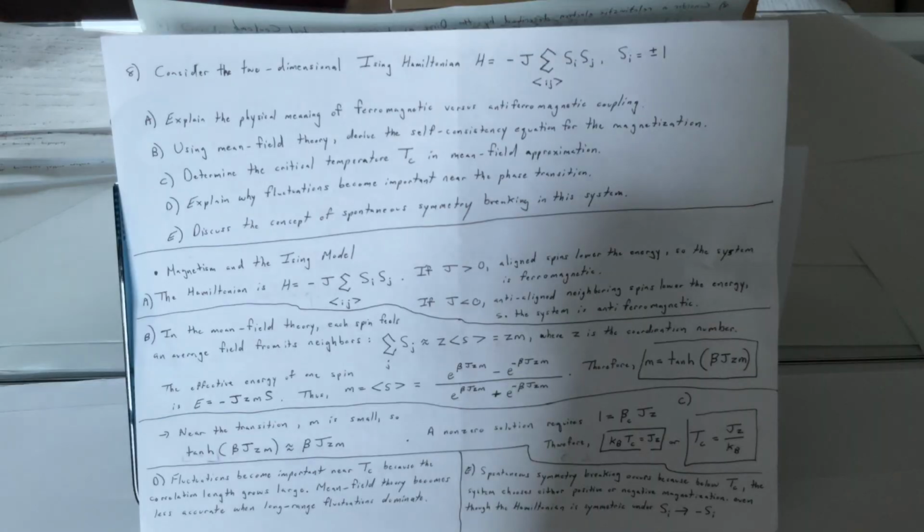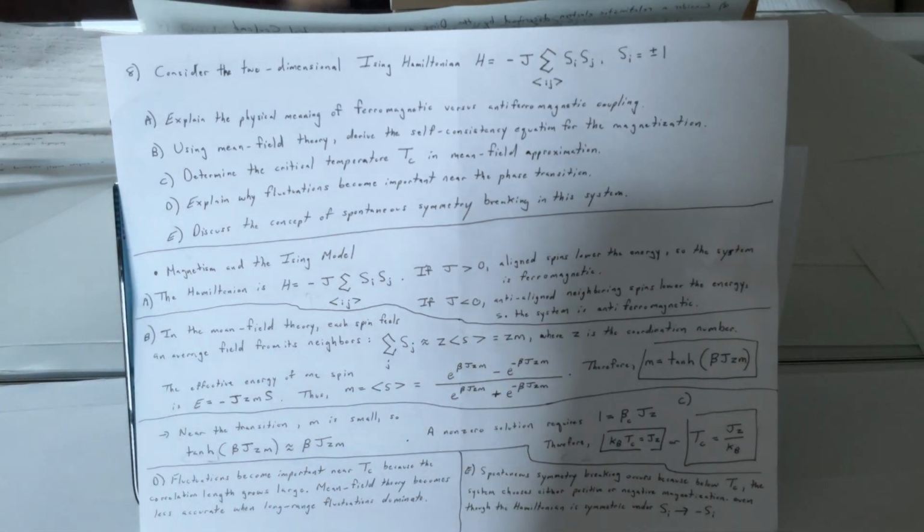Very important: if J is greater than 0, aligned spins lower the energy, so the system is ferromagnetic. If J is less than 0, anti-aligned neighboring spins lower the energy, so the system is anti-ferromagnetic.